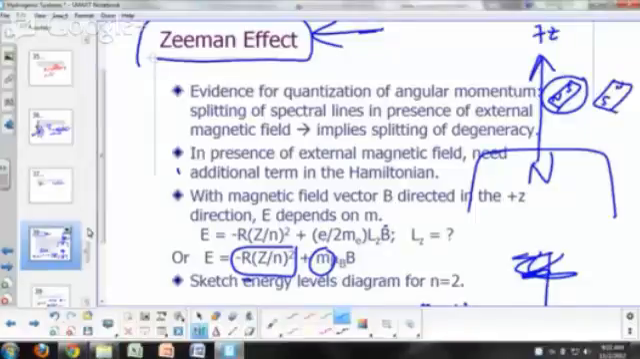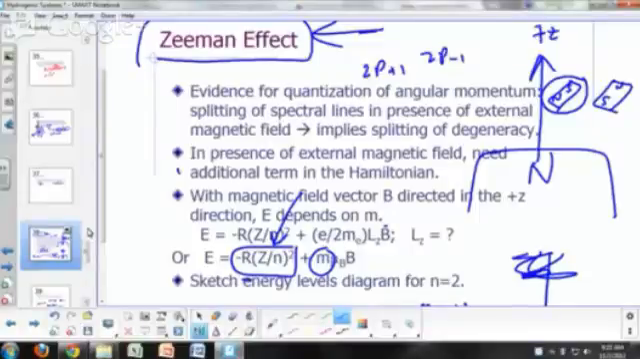So the 2p plus 1 and the 2p minus 1, for example, would now correspond to different energies. We say the degeneracy of the energy for a given sublevel will be lifted. The energy will now depend on the m quantum number in the presence of an external magnetic field. Remember -R times Z squared over n squared, that's the energy of your electron without the external magnetic field.